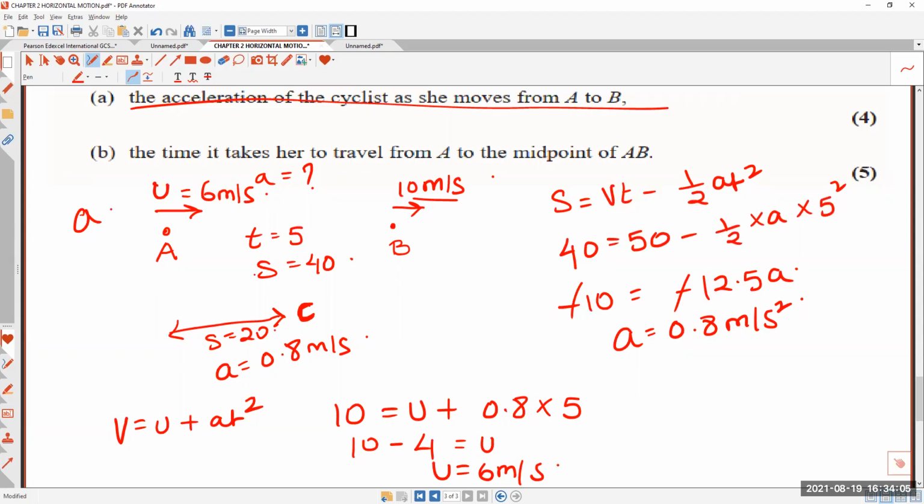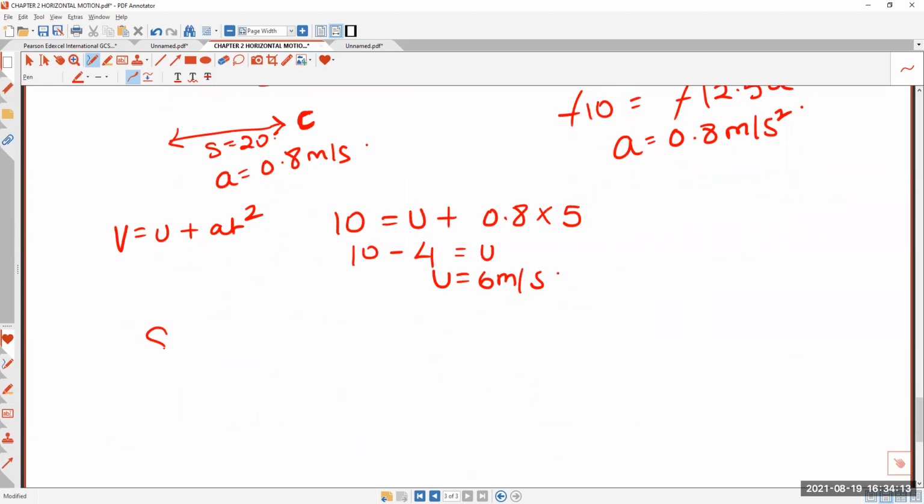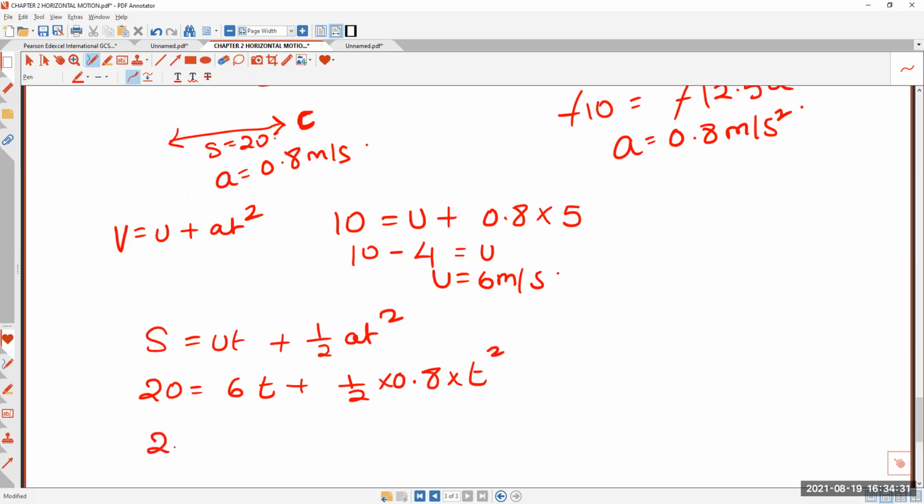You know the initial velocity, you have to find the time. s is 20, acceleration is 0.8. Which formula? s equals ut plus half at square. Everyone understanding? Cool. s is 20 meters, u is 6, time we don't know, that's what I'm looking for. Half, a is 0.8, then t square. So 20 equals 6t plus 0.4 t square. Clear? Bring this to this side, so it becomes 0.4 t square.